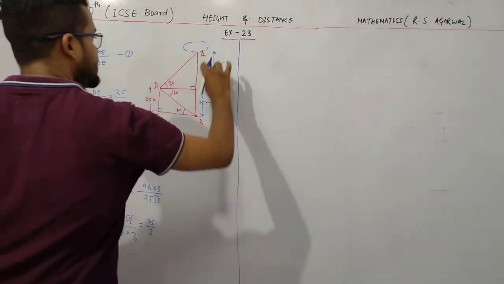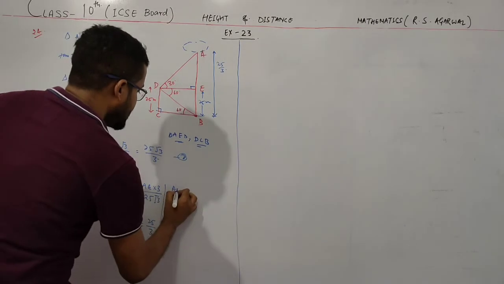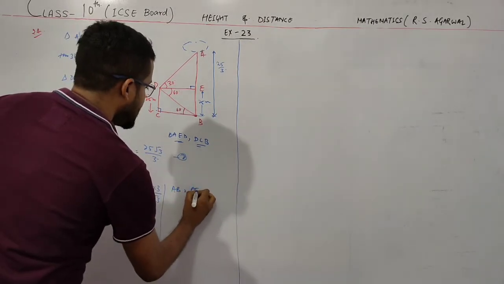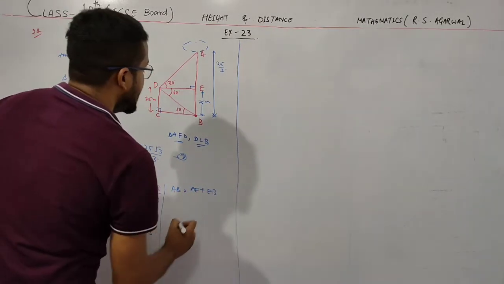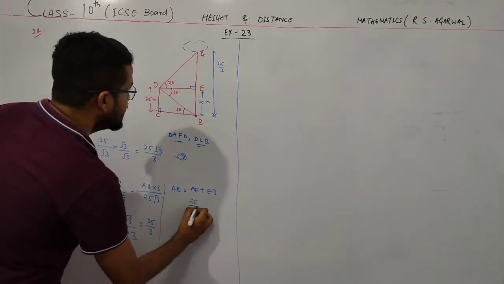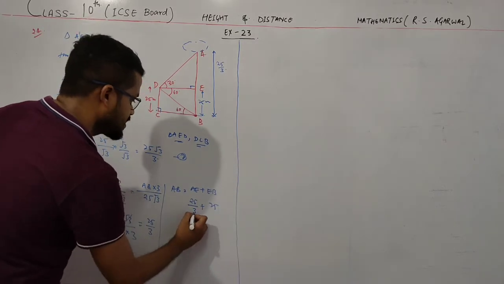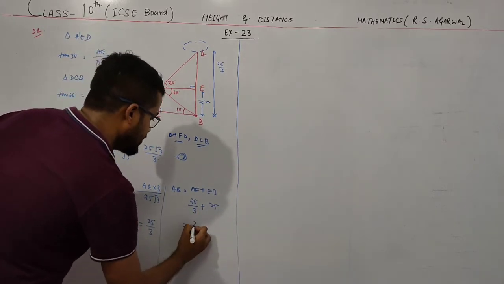If this is 25 by 3 and this is 25, so height AB is equals to AE plus EB, and AE is 25 by 3 and EB is 25. So this is 25 3 is 75.